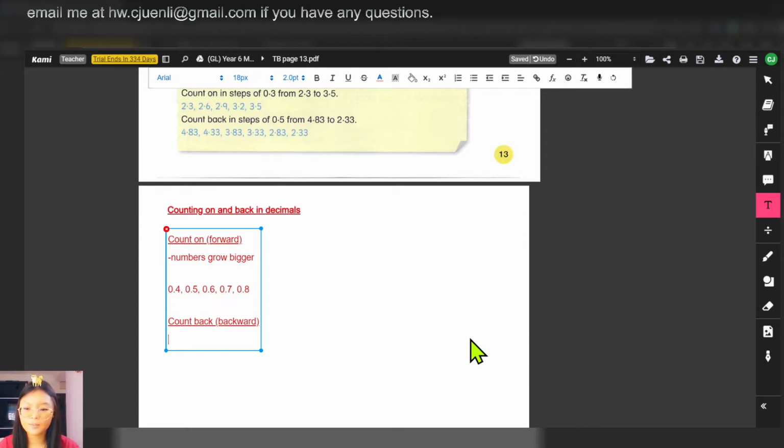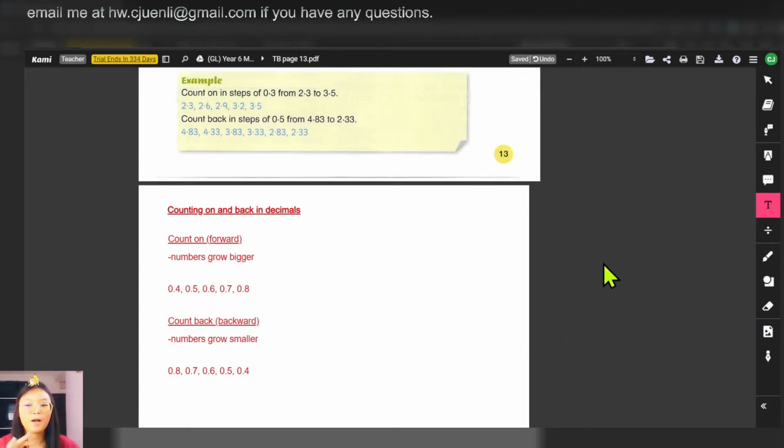So let's use the previous example. We have 0.8, 0.7, 0.6, 0.5, and 0.4. As you can see, the numbers actually grow smaller and smaller in this case. Let me give you one more extra note. Numbers grow smaller. It's pretty simple notes.